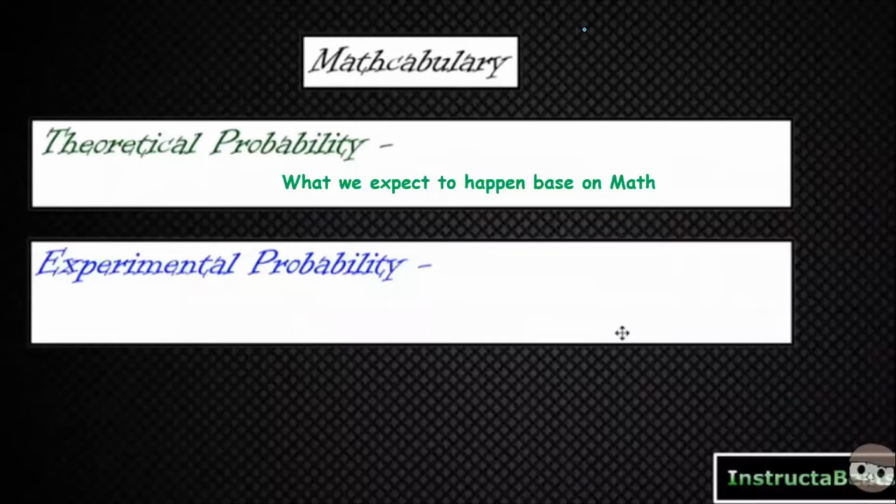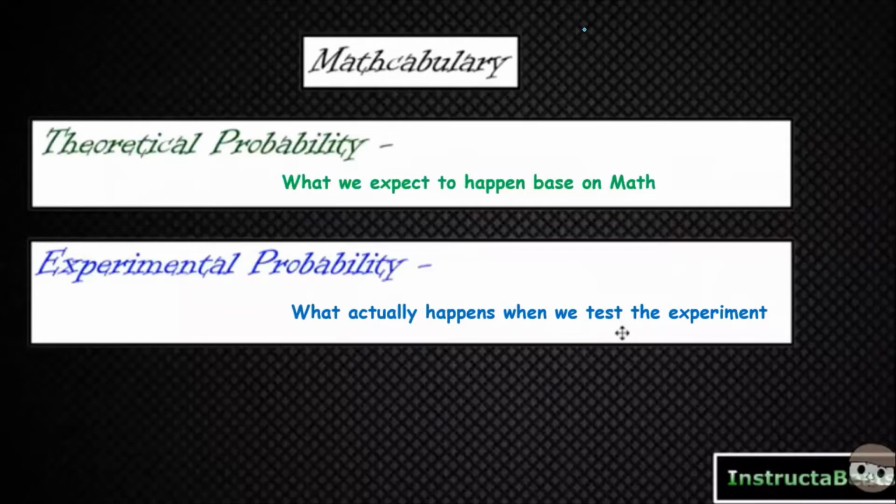But of course, if we do a series of experiments, sometimes it does not happen. Sometimes if I flip the coin 10 times, there are chances wherein I get only 2 heads and 6 tails. And that is what we call experimental probability. When we say experimental probability, it is what actually happens when we test the experiment. If I toss the coin 10 times, there are chances that I will get 3 heads and 7 tails, or 6 heads and 4 tails. That is based on our experiment.